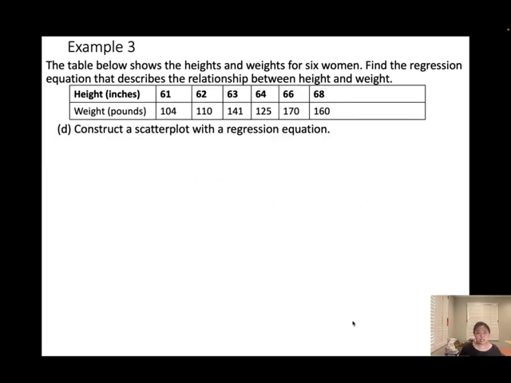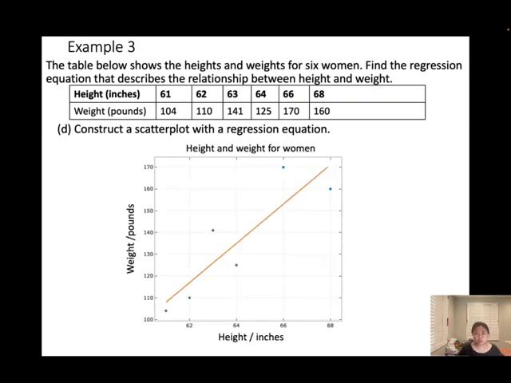And then part D, we are not done yet. I want you to construct a scatter plot with a regression equation. We just use the calculator to construct the scatter plot with the regression equation. You could just copy it from here. On the exam, I need you to label the x-axis, label the y-axis, and also give the title of the scatter plot. A couple of things: on the midterm, I need you to label the x-axis, label the y-axis, and title the scatter plot.